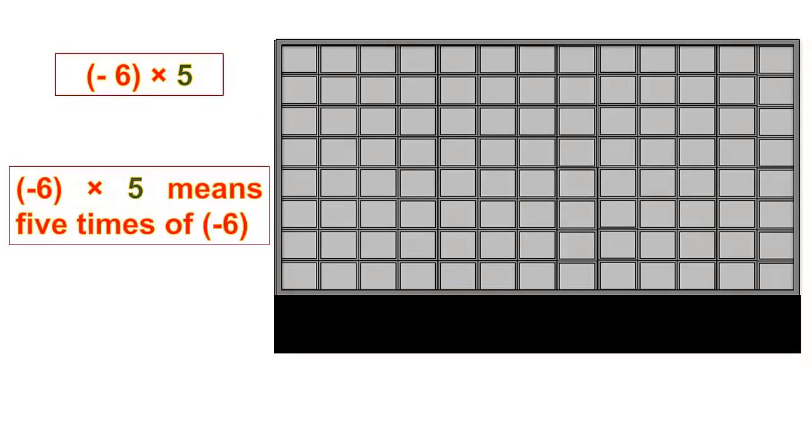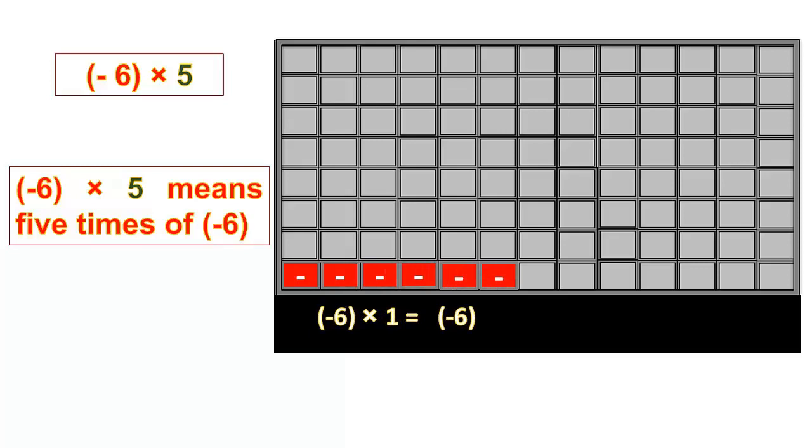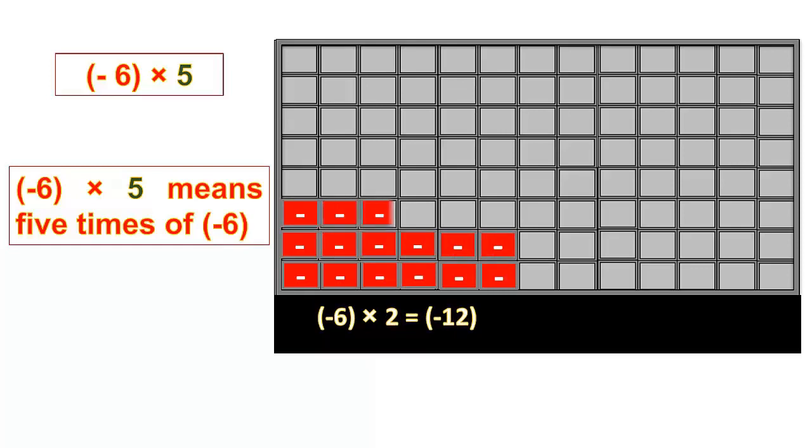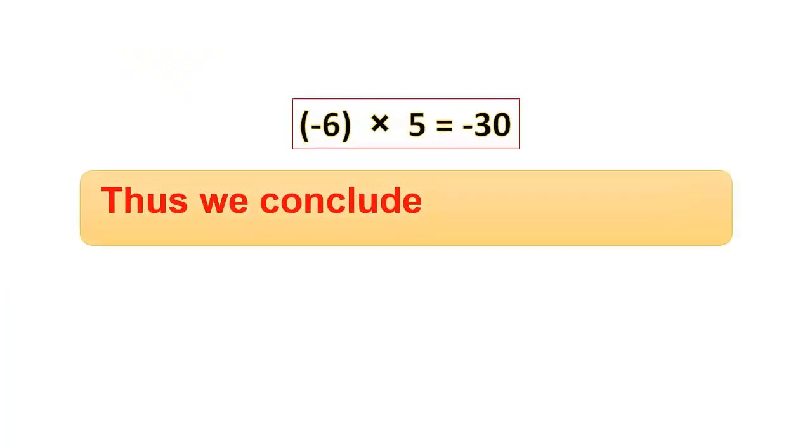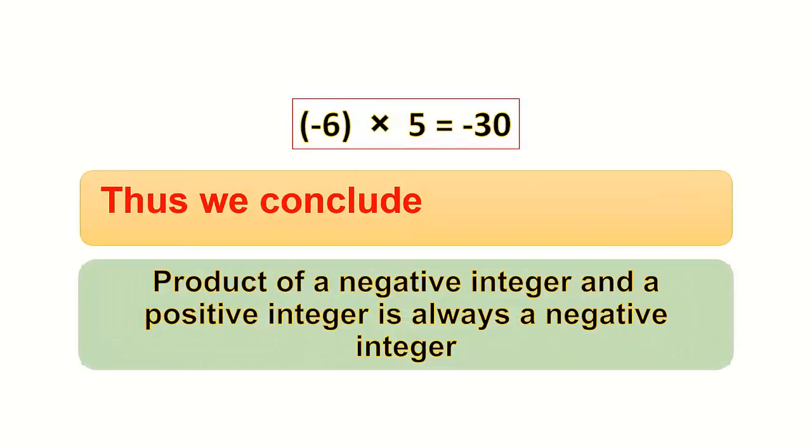Now we take minus 6 into 5. Minus 6 into 5 means 5 times of minus 6. So in a row we arrange 6 minus symbols. Likewise we arrange it for 5 rows. So if you count all the minus symbols, there are 30 minus symbols. Therefore minus 6 into 5 is equal to minus 30. Thus we conclude the product of a negative integer and a positive integer is always a negative integer.